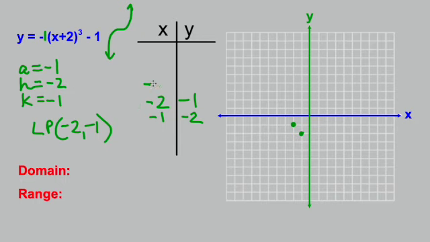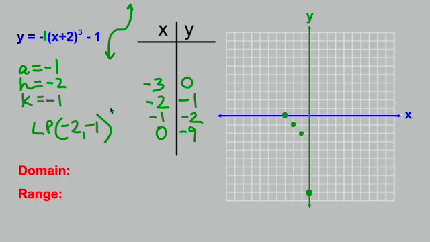I'm also going to plug in a -3. So -3 plus 2 would be -1. -1 to the third power would be -1. Times your -1 is 1, and 1 minus 1 is 0. So here is -3, 0. Let's plug in a 0. 0 plus 2 would be 2. 2 to the third power is 8. 8 times -1 is -8. Minus 1 is -9. So 0, negative 9 would be down here.